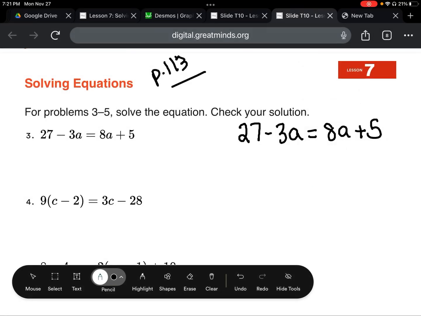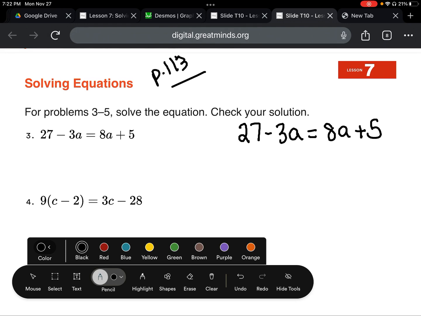Okay, this is lesson 7. This is workbook page 113, and now we are solving multi-step equations. So this is an 8th grade standard. So far we have practiced 6th and 7th grade solving equations leading up to this point.